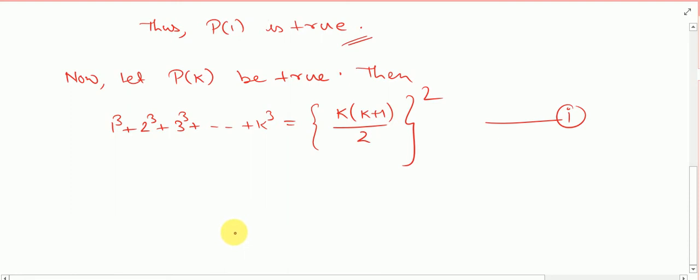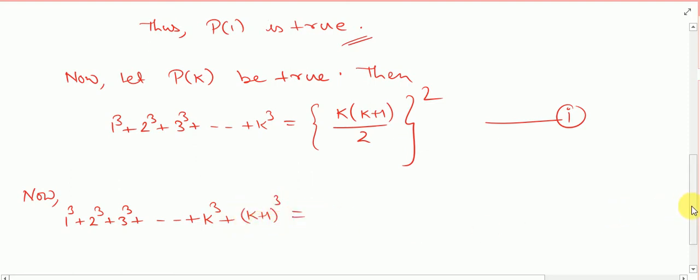Now your job is to show that P(k plus 1) is also true. Okay, so let's see now. You'll copy till here, and then you will add the next term. So the next term is k plus 1, and for each term we are taking the cube, so we write 1 cube plus 2 cube plus 3 cube plus dash dash dash plus k cube plus (k plus 1) cube.